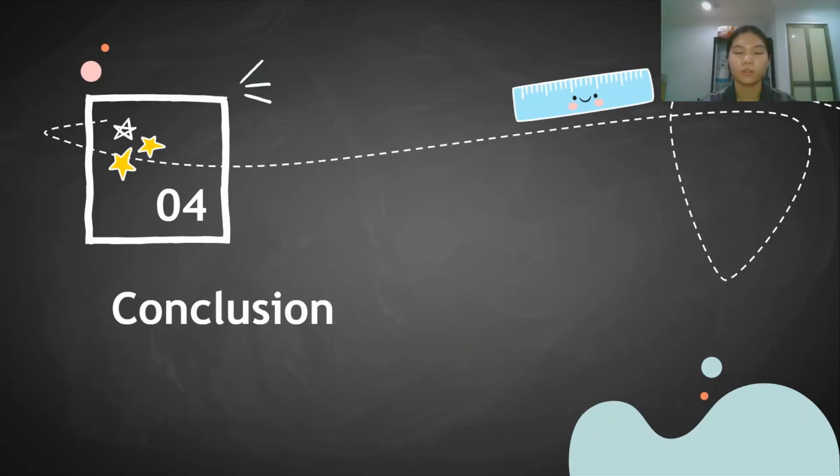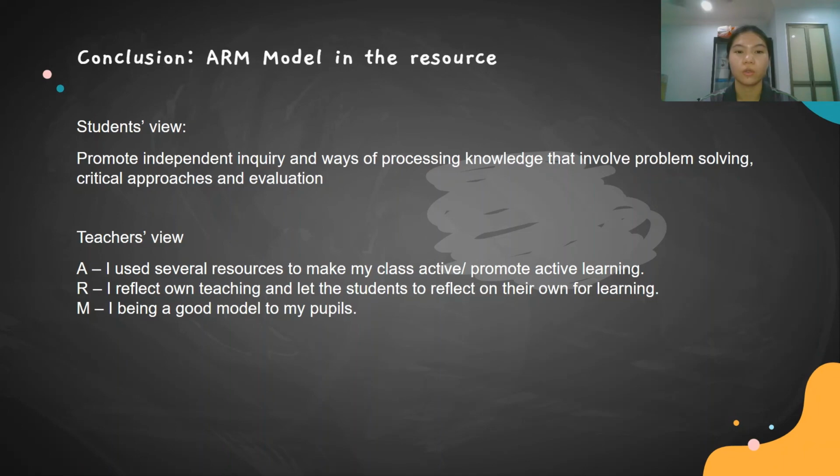Lastly, I would like to make a conclusion based on the ARM model in resource. So there are two conclusions that I made from different views. The first is from the student view. This resource can promote independent inquiry and ways of processing knowledge that involve problem solving, critical approaches, and also evaluation.